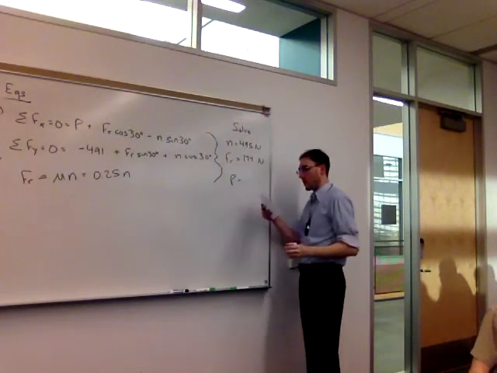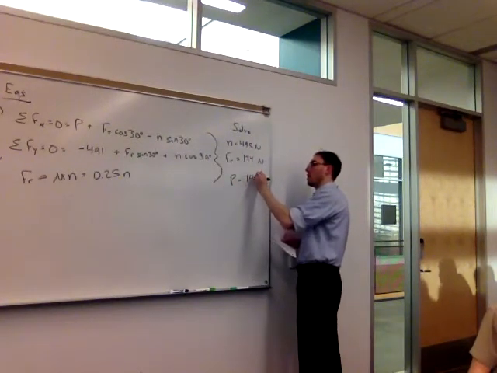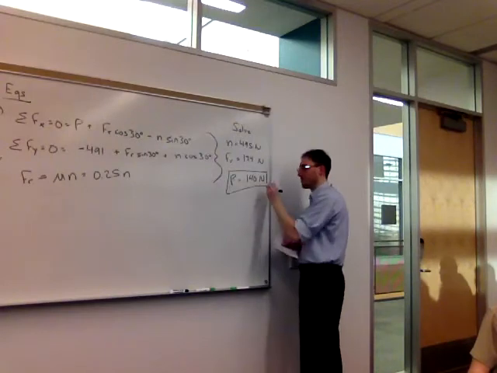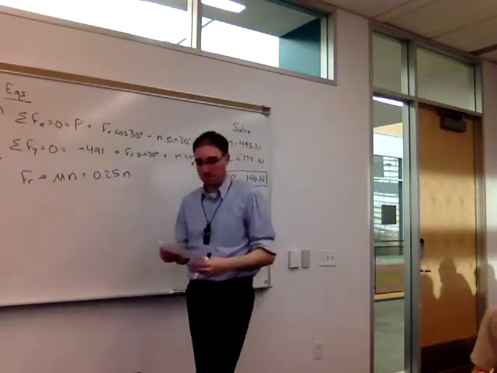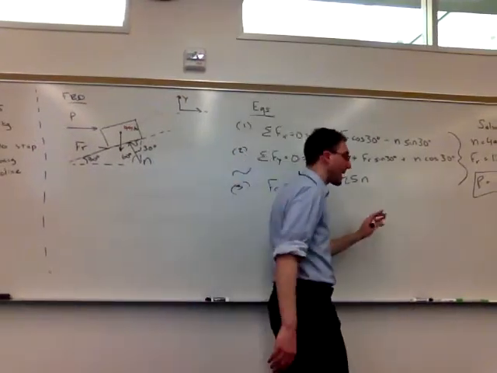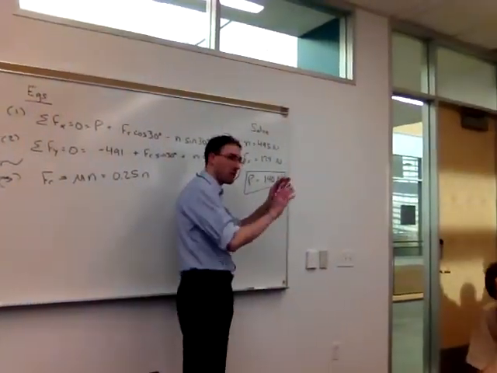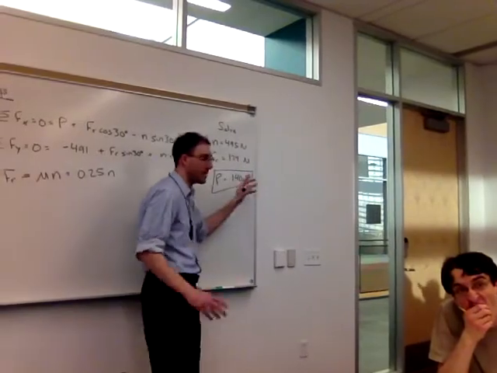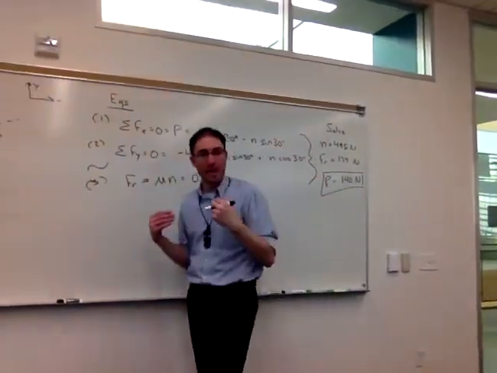And what we're looking for is the value of P, 140 newtons. So if we push with 140 newtons of force, it's in static equilibrium, but if we push just a little bit less than this, it would start to slide down the hill.